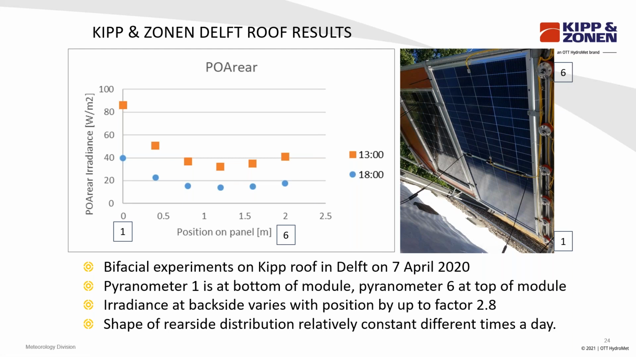And we see a variation of the irradiance measurement by up to a factor of 2.8. We see a minimum in the middle of the module, and a maximum at the lowest part, and it's also maybe roughly around 50% in the top part. And we see that the shape of the curve is quite constant for different times of the day.